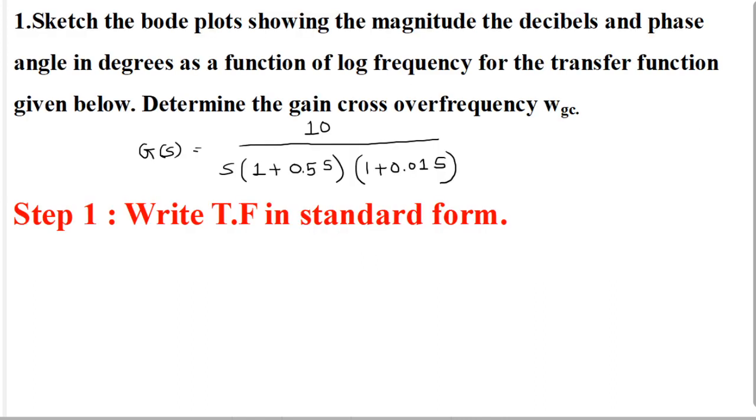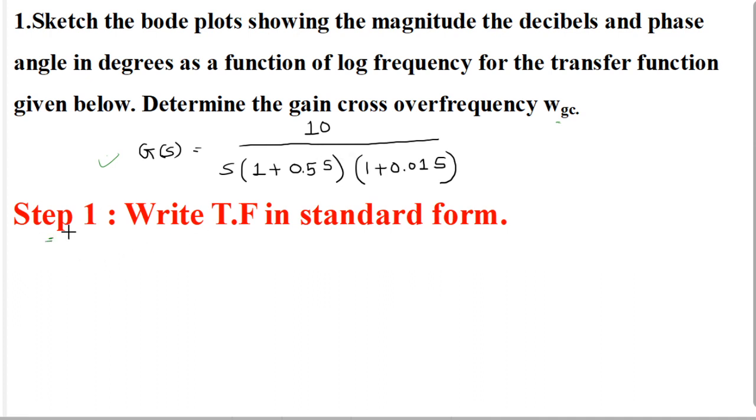Now the example is: sketch the Bode plots showing the magnitude in decibels and phase angle in degrees as a function of log frequency for the transfer function given below, and determine the gain crossover frequency omega gc. Here the transfer function G(s) is equal to 10 upon s(1 + 0.5s)(1 + 0.01s). That is our transfer function.